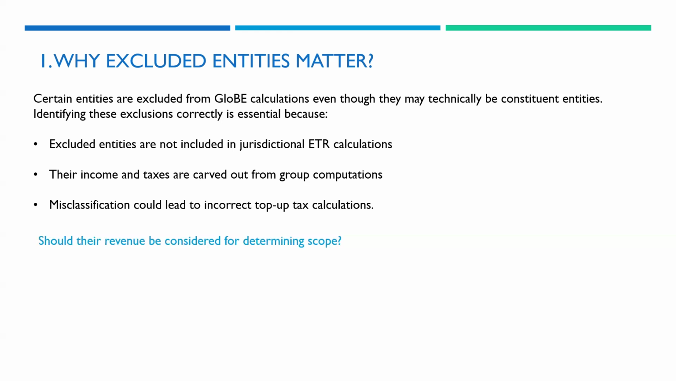See, their calculations, their tax, even if they are a low tax entity, we will not be topping up taxes and all for them. But would their revenue be taken for determining whether we come into the scope or not? Answer is yes. Okay. So don't get confused. Even if they are an excluded entity, the revenue would be taken for chapter 1.1 purposes for the scope determination.